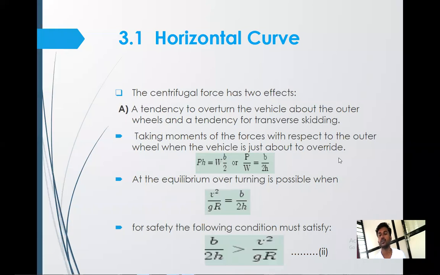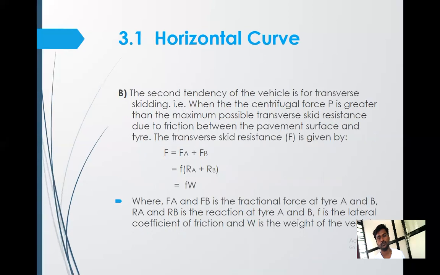Now we will see the transverse skid. The second tendency of the vehicle is the transverse skid. That is when the centrifugal force P is greater than the maximum possible transverse skid resistance due to friction between the pavement surface and tire. The transverse skid resistance F is given by F = FA + FB, that is F = f W.